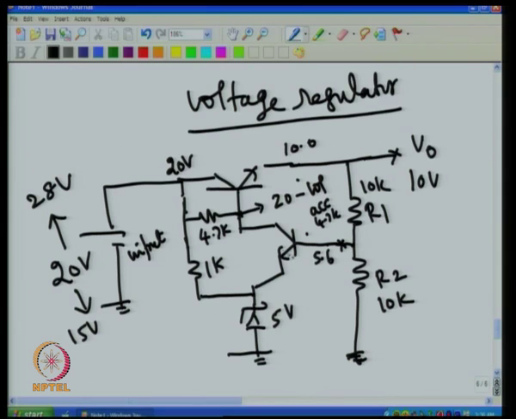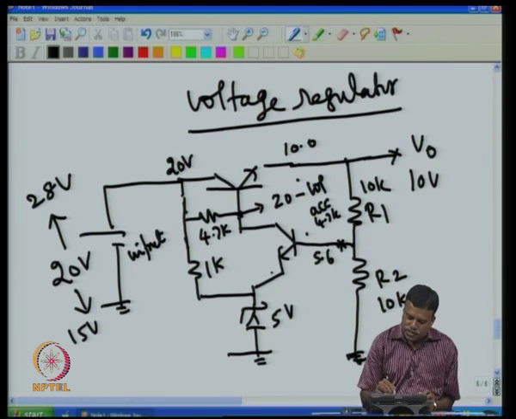So, essentially what happens, if more current flows through this, for example, if this voltage is more than 5.6, then more current flows through this, that will make this voltage decrease, that will make this voltage also decrease, then this also will decrease. In case this goes less than 5.6, because this is sitting at 5, then this will not conduct, or the current flowing through this is very small, then less voltage drop occurs across this, you will have very small voltage drop across this, that means more voltage will come here.